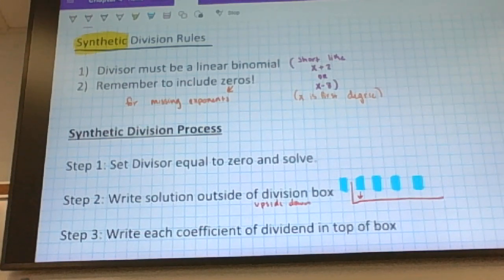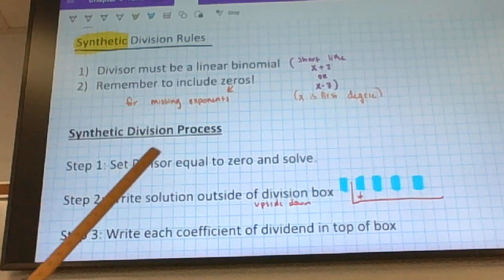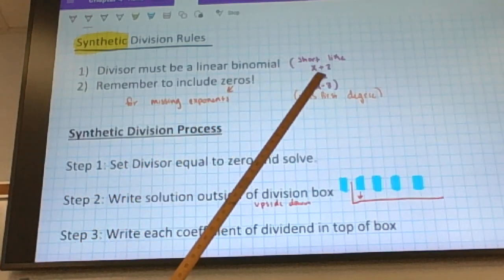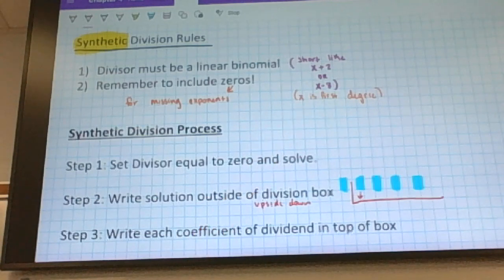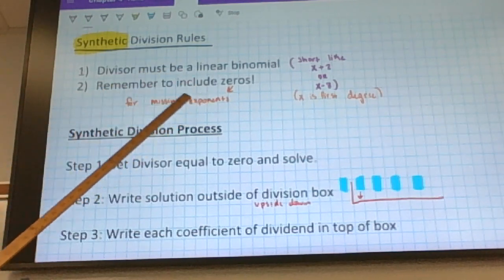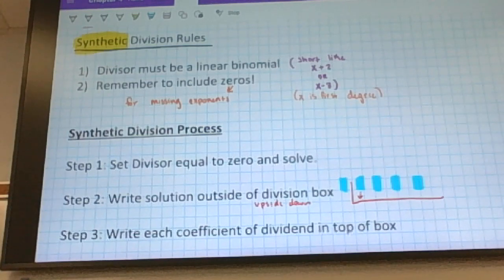So long division you must know, because if the divisor is bigger than a binomial, you have to do long division. Synthetic division works for short divisors like x plus 2 and x minus 8. X is to the first degree. That's a requirement. The other requirement is that you have to include missing zeros. If there's a missing exponent, you gotta have zeros just like with the long division.